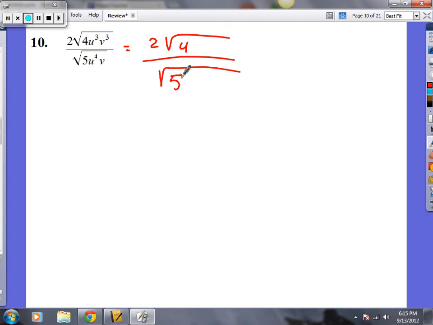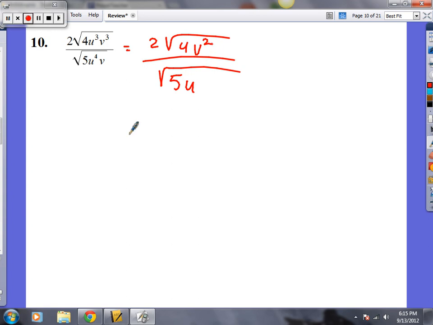U cubed on top. 3 of those u's on top are going to cancel 3 on bottom. So on bottom I'm left over with 1u. 1v on bottom is going to cancel some v's on top. Just 1v, I guess. So you're going to have v squared on top.